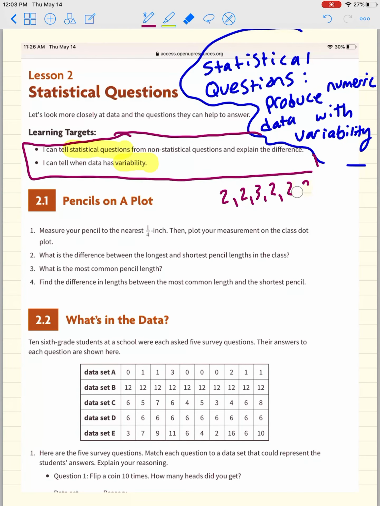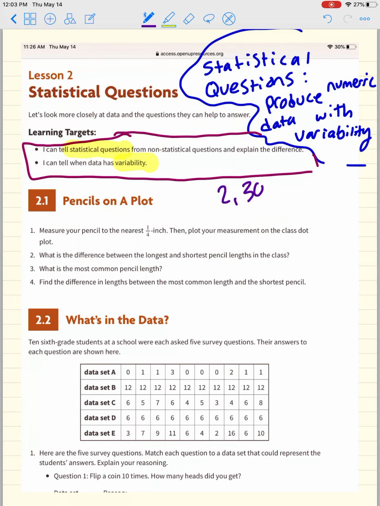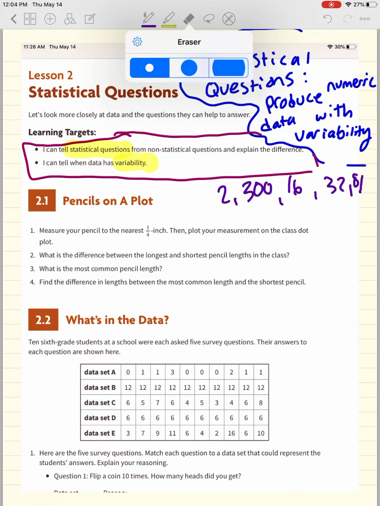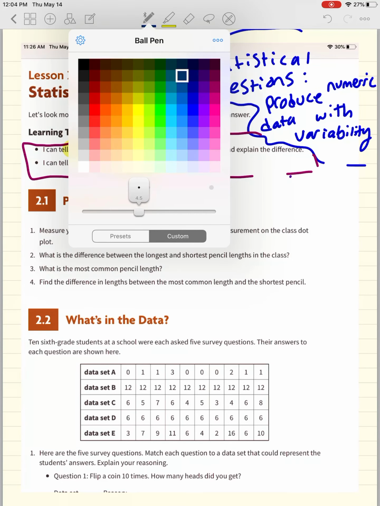But if I gave you a list of data that was like, let's see, 2, 300, 16, 32, 81, that data has a lot of variability, a lot of difference. So that's just kind of quickly what those words mean. So statistical questions produce numerical data with variability. We're going to get into that now.